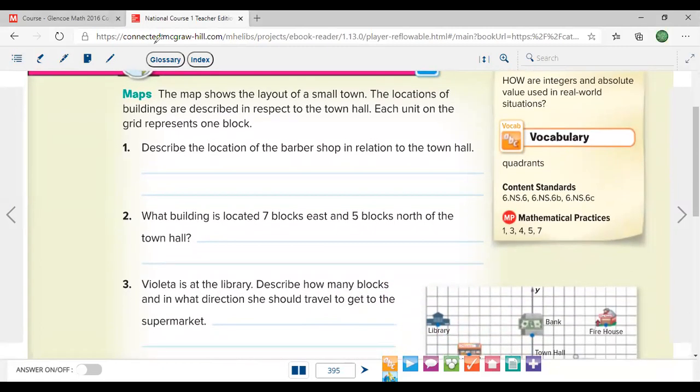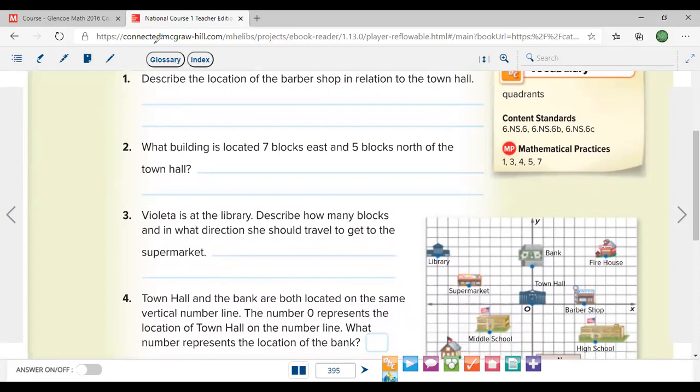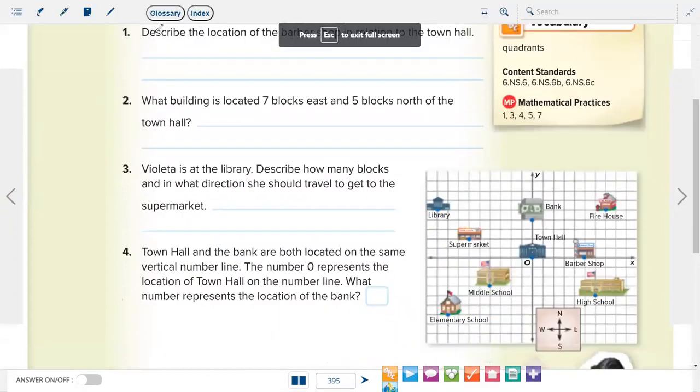The map shows the layout of a small town. The locations of buildings are described in respect to the town hall. Each unit on the grid represents one block. Describe the location of the barber shop in relation to the town hall.